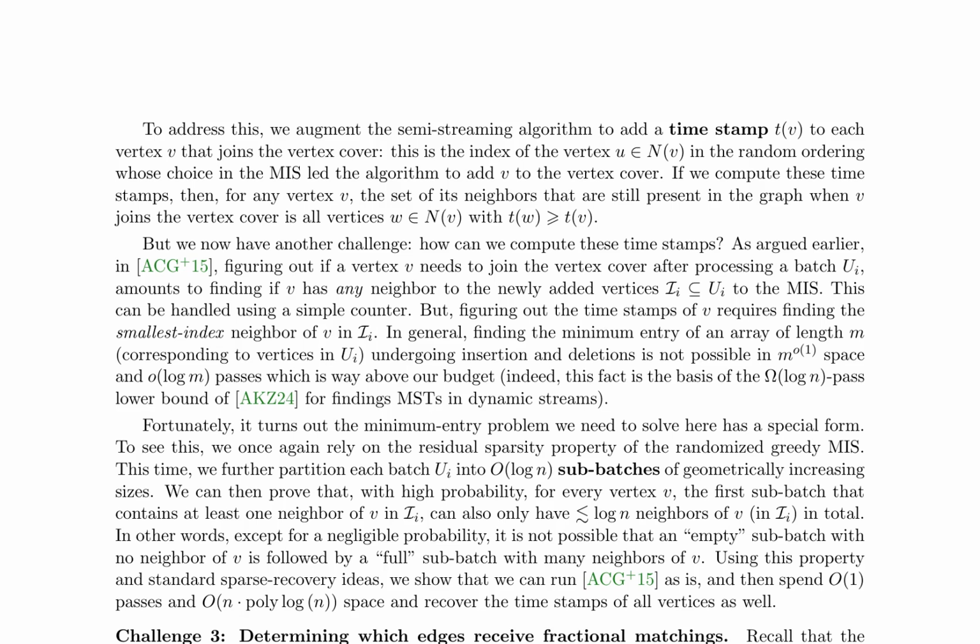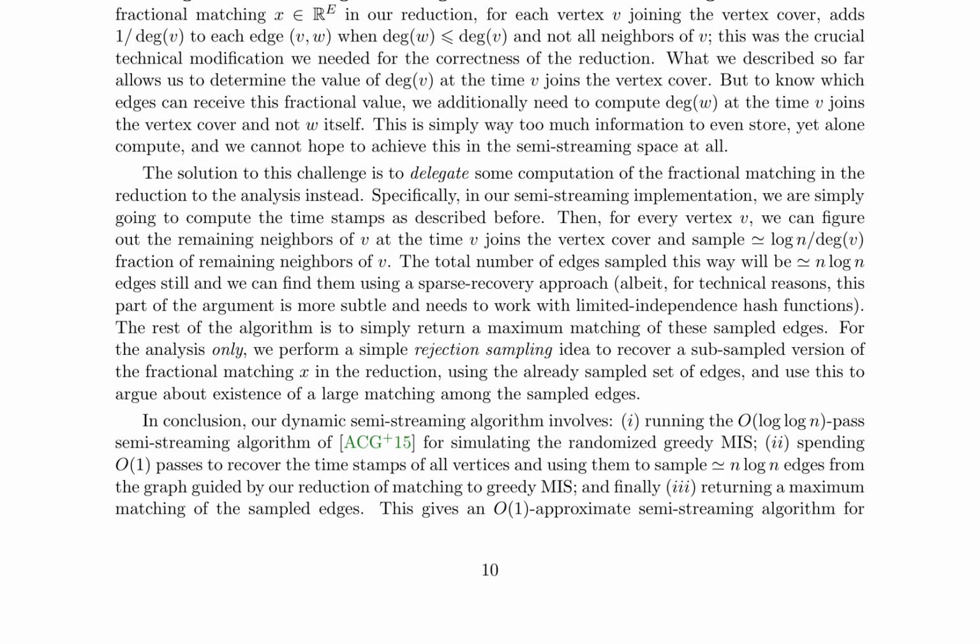Second, they augment the semi-streaming algorithm to add a timestamp t_v to each vertex v that joins the vertex cover, which helps in identifying the set of its neighbors still present in the graph when v joins the vertex cover. The authors also propose a method to compute these timestamps using the residual sparsity property of the randomized greedy MIS.